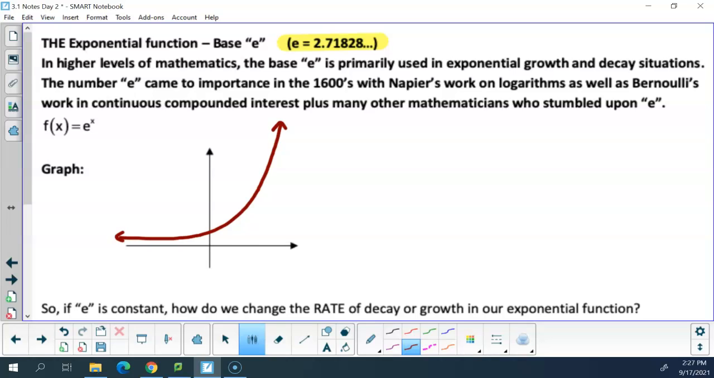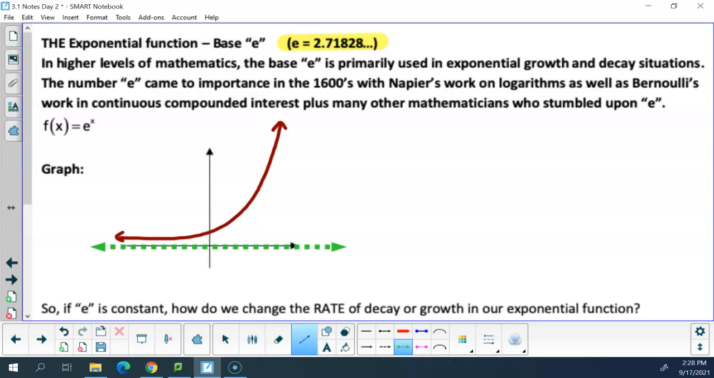Will it ever go negative? No, because it's a positive number always being taken to the power. So that means y equals 0 is the asymptote. What if you did -1 as the input? It would be positive. It would be 1 over 2.7, so it'd be like 0.34 or something like that.